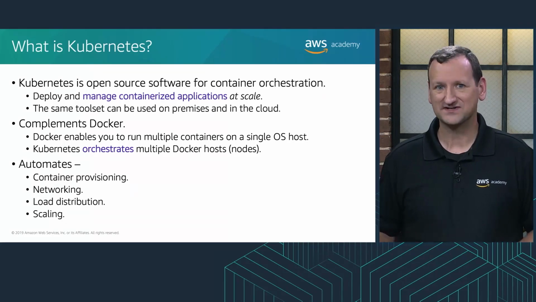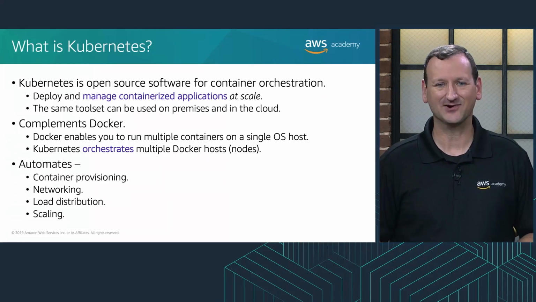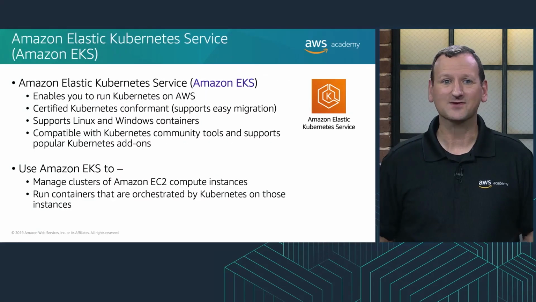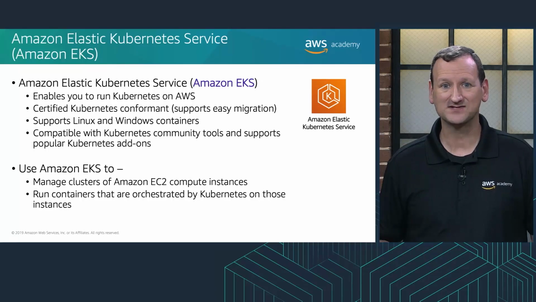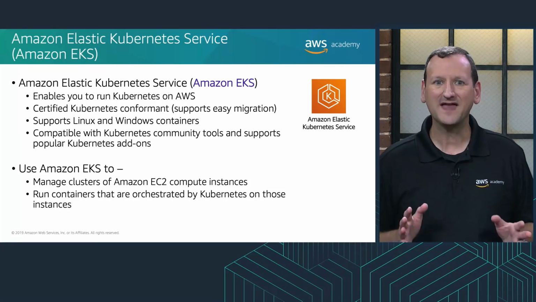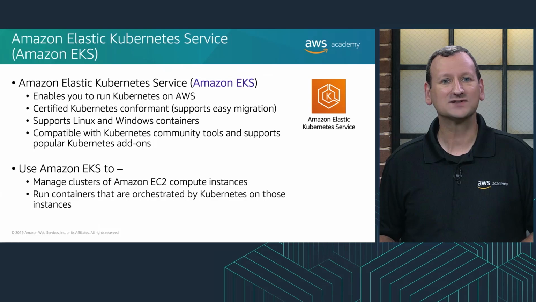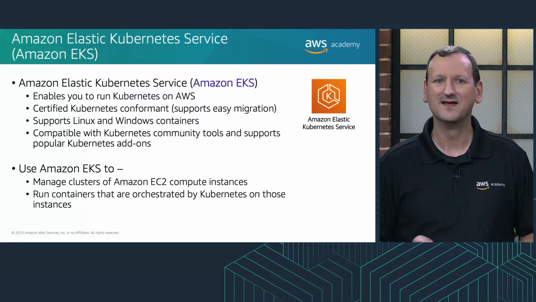Kubernetes also automates container provisioning, the networking configuration of containers it deploys and manages, the load distribution of containers, and scaling to handle application load. You may be thinking that you can launch one or more Amazon EC2 instances, install Docker on each instance, then install Kubernetes on the cluster, all while being able to manage the Kubernetes instances yourself. While that is an option, Amazon Elastic Kubernetes Service, or Amazon EKS, significantly simplifies the management of Kubernetes clusters.